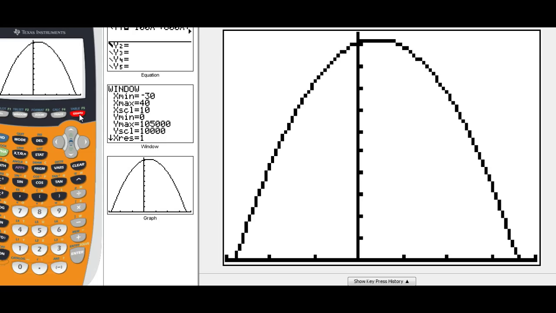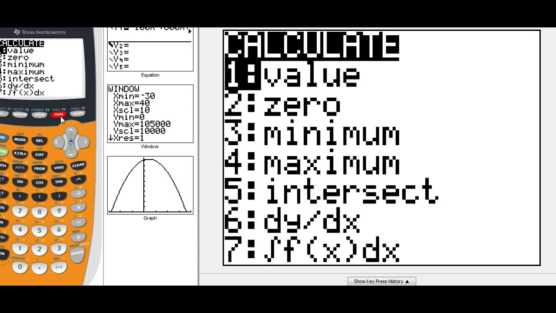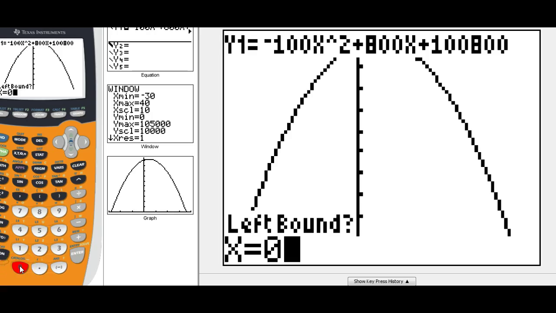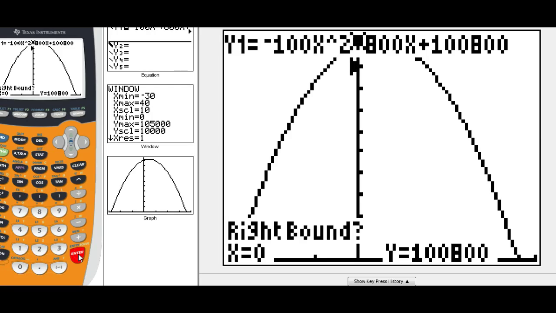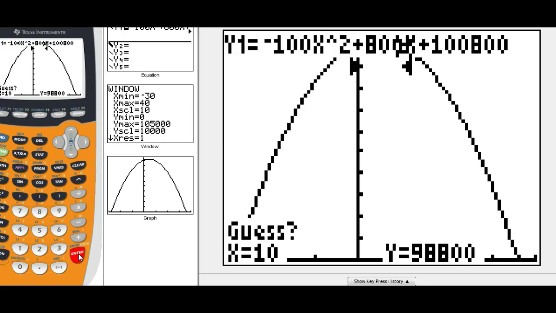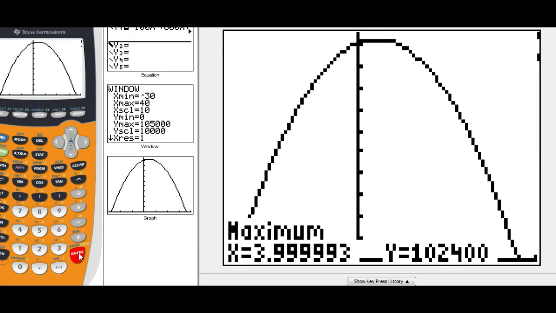The question asked us to find the maximum revenue and when that occurred. So if we're looking for the maximum value, we're looking for the vertex. So let's second calculate the maximum value, number 4. Let's get left of that maximum, so let's let x equal 0. Get right of it. I think if we have maybe 10 ticket increases, that's more than enough to get right of it. I don't have to make a guess, so just press enter. And that maximum occurs when x is 4 and y is 102,400.